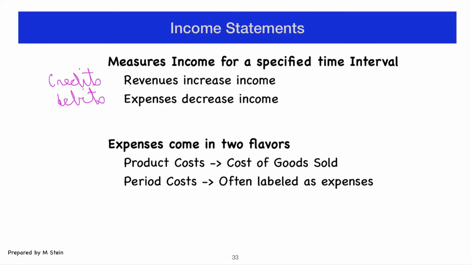And the reason for that is that the income statement is part of owner's equity. So I'm using this just to say a subset of owner's equity. Expenses come in two flavors. They can be either product costs, which are called cost of goods sold on the income statement, or they could be period costs, which are just usually labeled as expenses on the income statement.